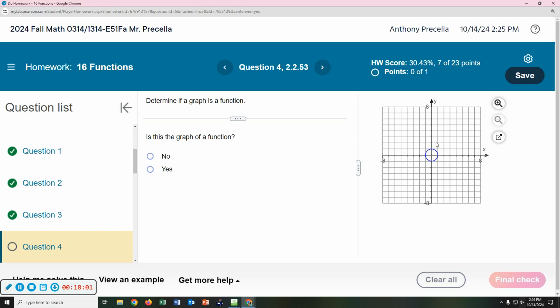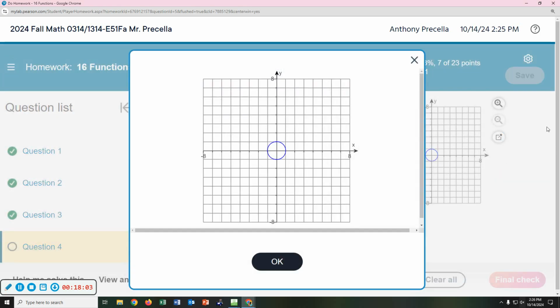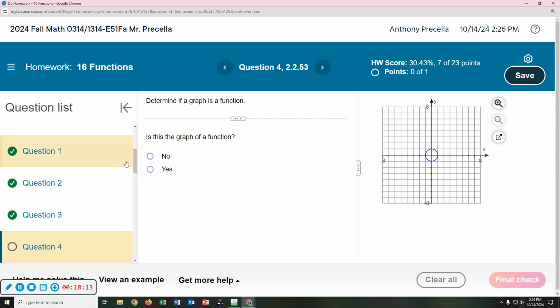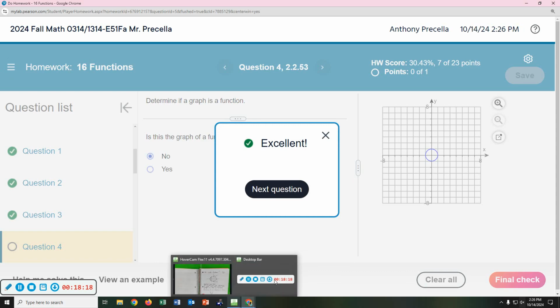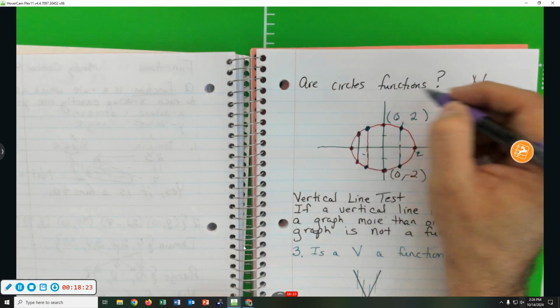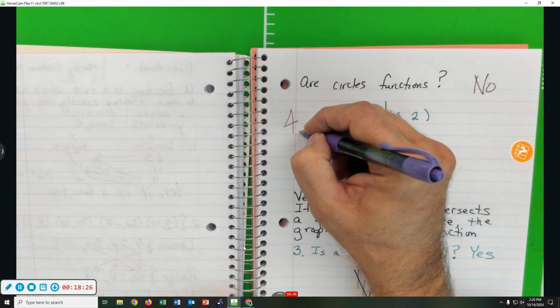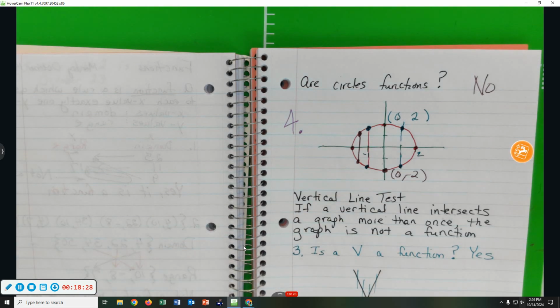I think we've already answered it. Is this a function? No. It's a circle. Right there, the y-axis is intersecting it twice. So clearly not a function. This one right here, I'm going to label that problem 4. I mean, it doesn't matter where the circle is or how big or small it is. A circle is not a function, period.